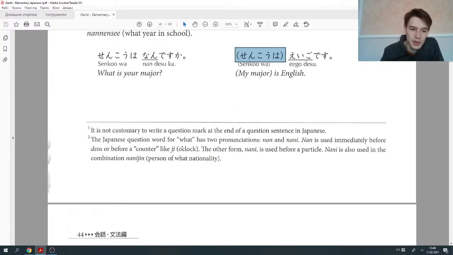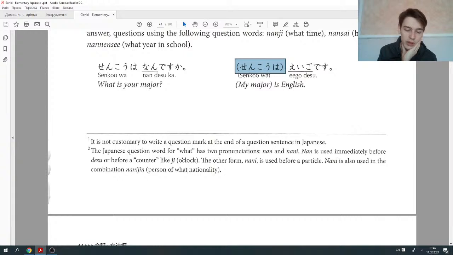Okay, so what is here? It's not compulsory to write a question mark; as I said, they don't put a question mark at the very end of the sentence. The Japanese question word for what has two pronunciations, nan and nani. Nan is used immediately before desu or before a counter, while the other form, nani, is used before a particle. Nani is also used in the combination nani-jin. So this you need to memorize: nani before the particle, and nani-jin, what's your nationality.